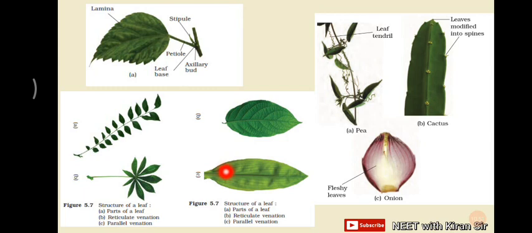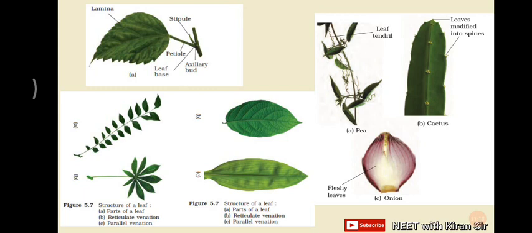Then we'll go with phyllotaxy. When I say phyllotaxy, there are three different types. First, we'll go with the definition. The mode of arrangement of leaf on a stem, we call it phyllotaxy. So there are three different types: alternate phyllotaxy, opposite phyllotaxy, and the third one whorled phyllotaxy.